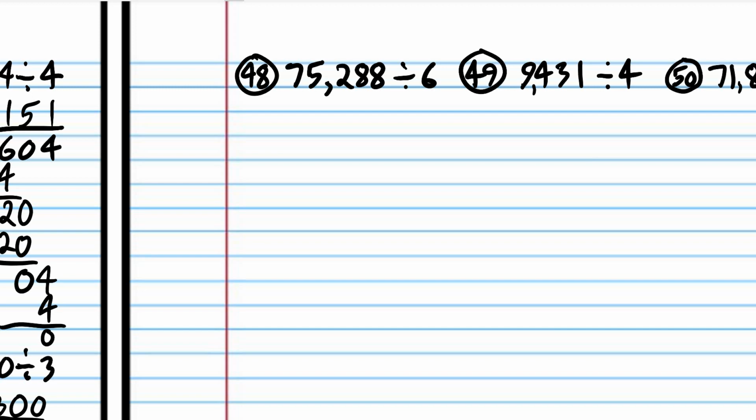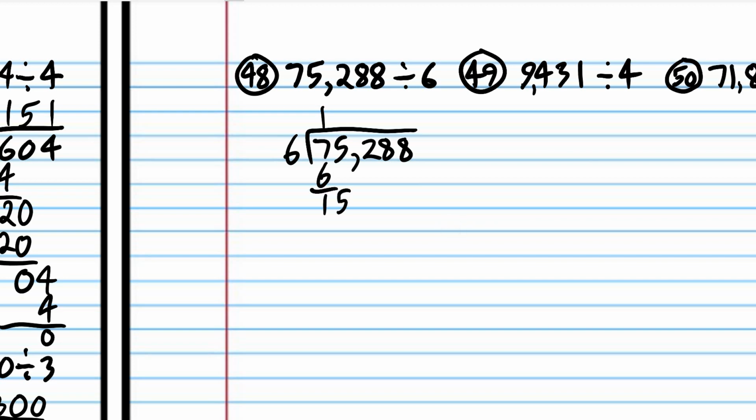And again, why is this called long division? It's called long division because it's just long. It goes on all the way down the page. 75,288 divided by 6. How many times is 6 going into 7? It goes 1 time. 1 times 6 is 6. 7 minus 6 is 1.